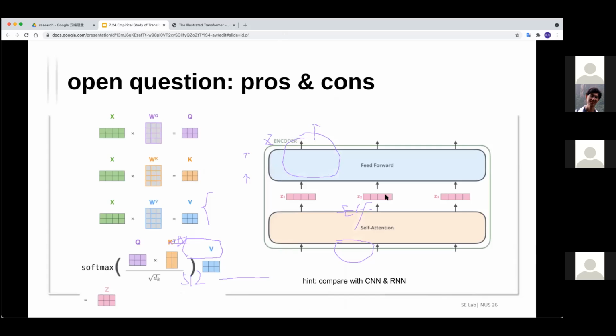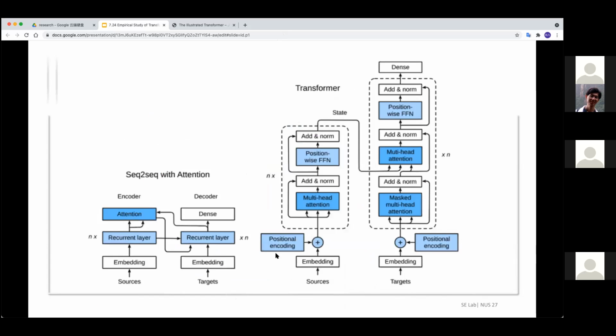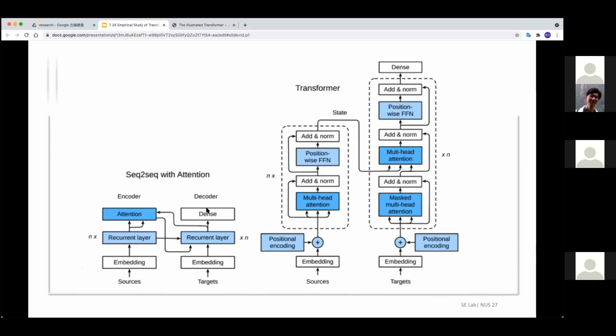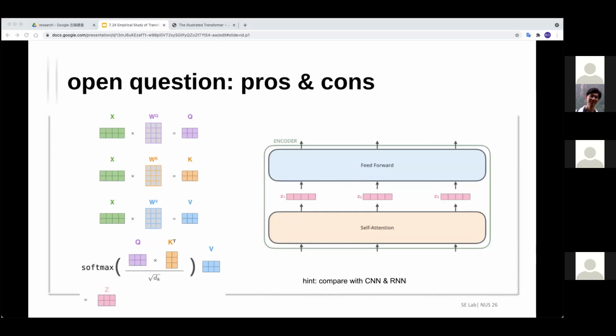Okay, so now we have some questions. What are the pros and cons of CNN and RNN compared with transformers? We can also compare with sequence to sequence with attention. We just talked about the first. We can compare these models. Does anyone have some thoughts? Actually, Yufan has just said, maybe Yufan can talk about the pros.